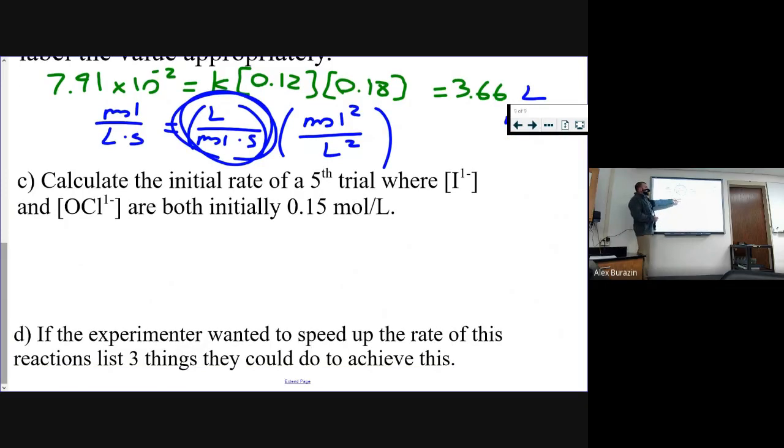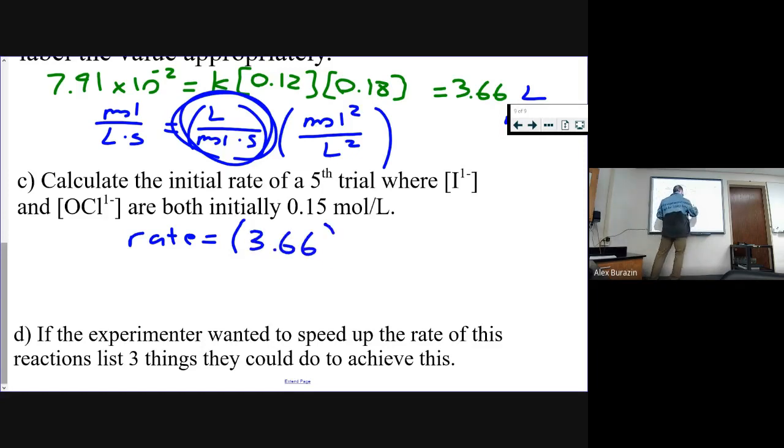Calculate the initial rate of a fifth trial, where I and OCl are both 0.15. We're using the same equation. Rate is what I want to solve for, I don't know what it is, equals K. I know what K is now, don't I? Now it's the same because we know what it is. We just solved it. Okay, and then, not going to change.